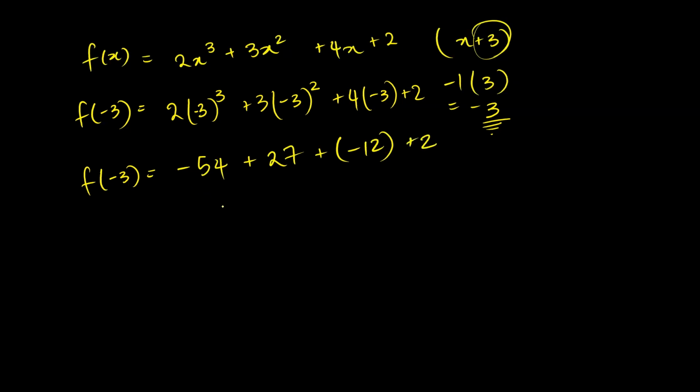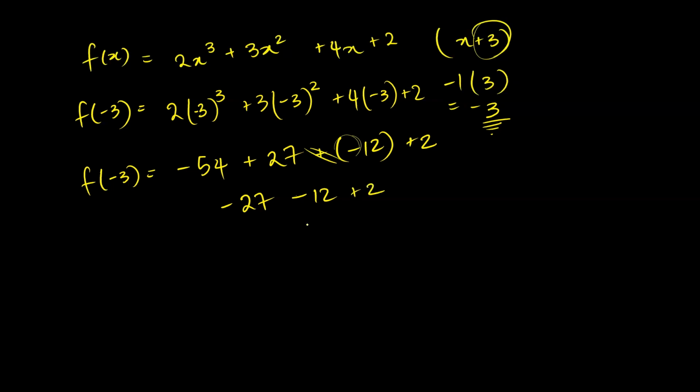So now let's say you have -54, right? Plus 27. That would actually be 27 minus 54, which is 27. We keep the sign of the larger number, so that's -27 minus 12, because this negative sign essentially cancels this positive sign out, plus 2.